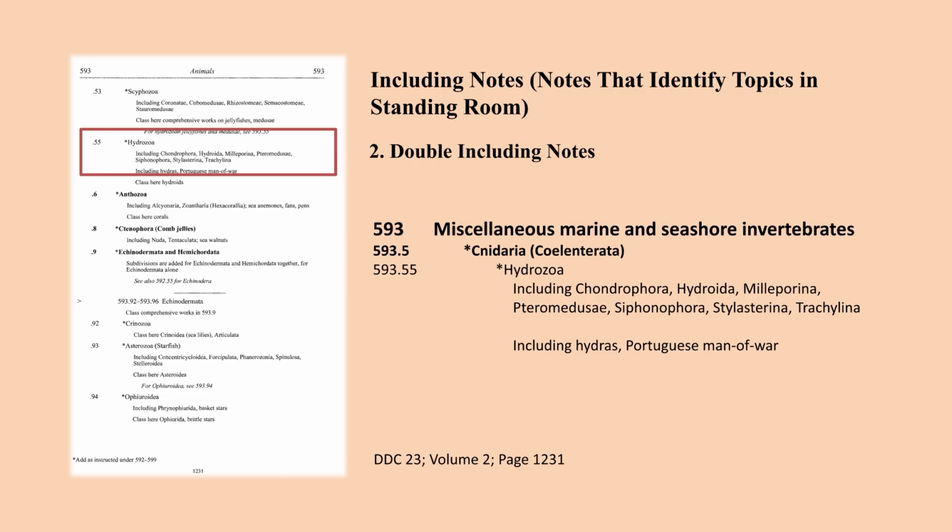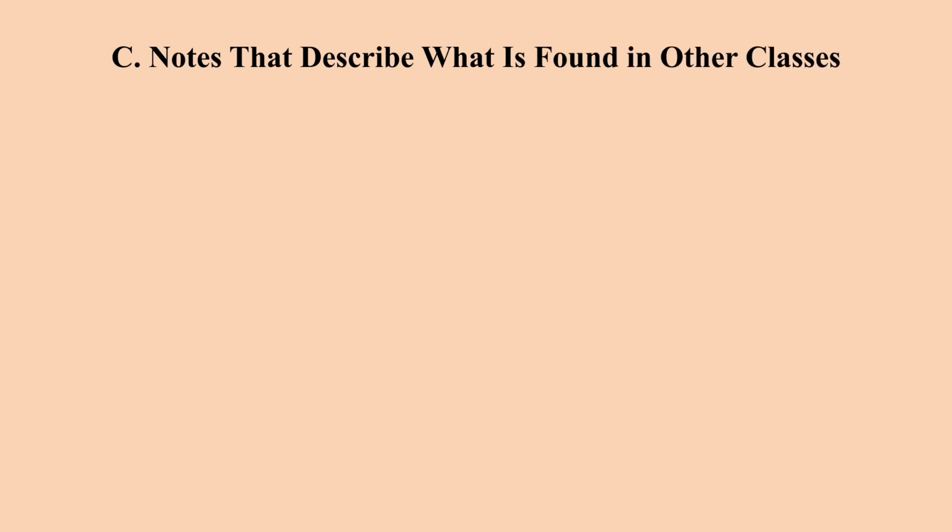Now, the time comes to start the third category of different types of notes. The third one is notes that describe what is found in other classes. It means if we want to find a class and assume that a particular subject will be recorded in that particular class number, then if it is not, the schedule will instruct you that the class may be somewhere else, or you may have to redirect to some different class.